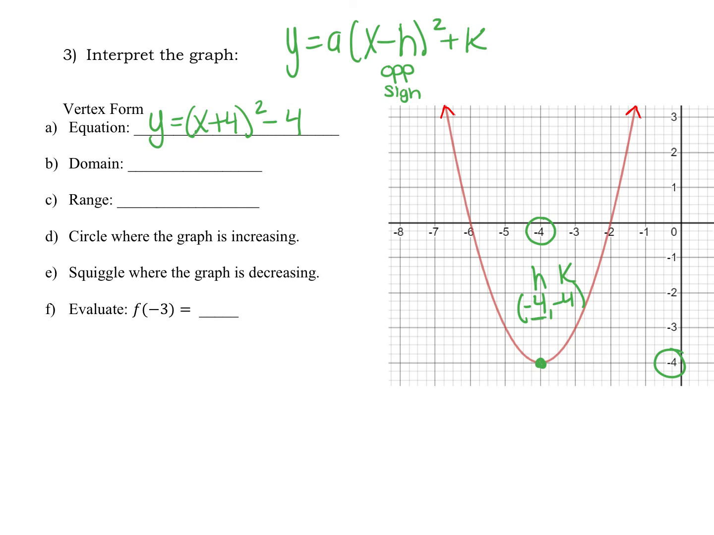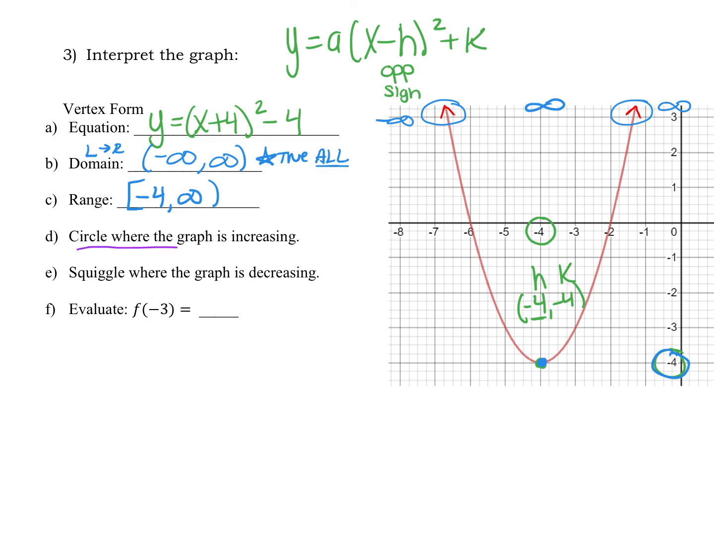Now let's review domain. So again, domain is left to right. So if I look at the left side of my graph, this is going to -infinity because it's going to the left. If I look at the right side of my graph, this is going to positive infinity. So my domain is going to be -infinity to infinity. And now this is true for all quadratics. The range will depend on if it has a maximum or a minimum, and I can see it has a minimum here at -4, and then it goes up to infinity for the range. So my range is going to be -4 to infinity.